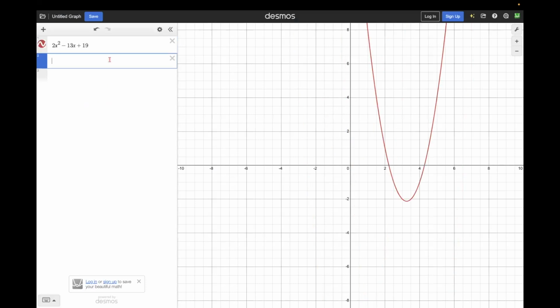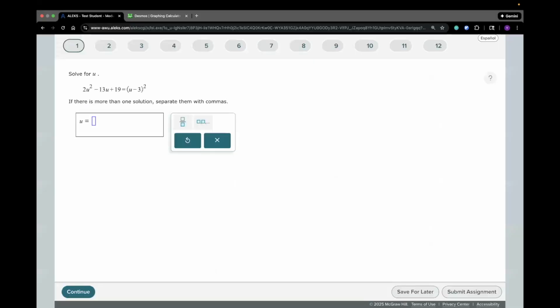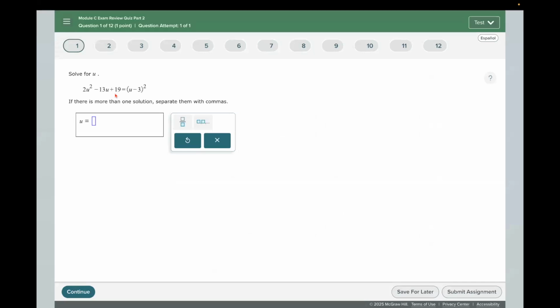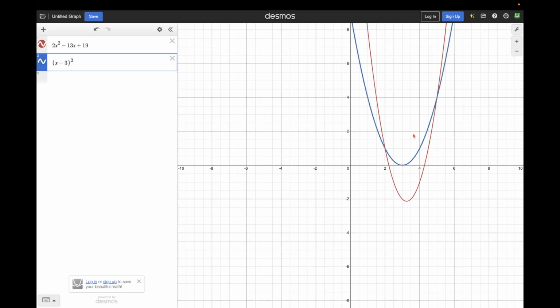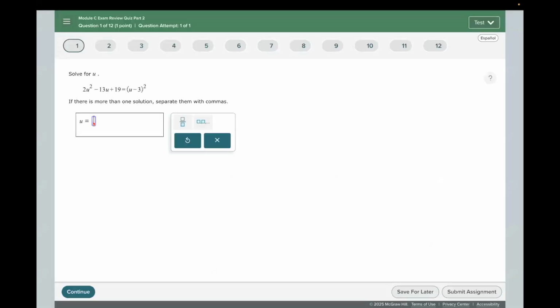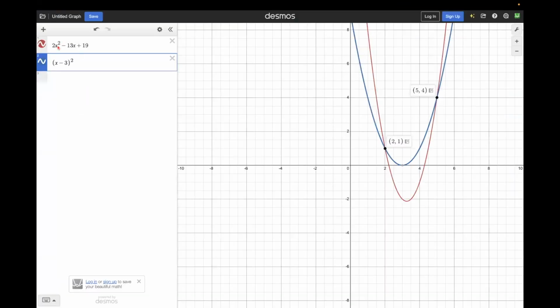So that's one parabola. Then on the other side, we're going to have (x minus 3) squared. And now we just need the two intersection points. That happens when x equals 2 and x equals 5. So we'll write our answer as u equals 2, 5. Notice here, I needed to use x instead of u just because Desmos would be upset if I used u, but 2 and 5 are the answers. All right, very good. Let's keep going.